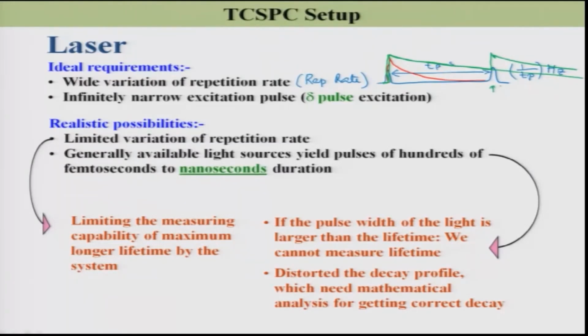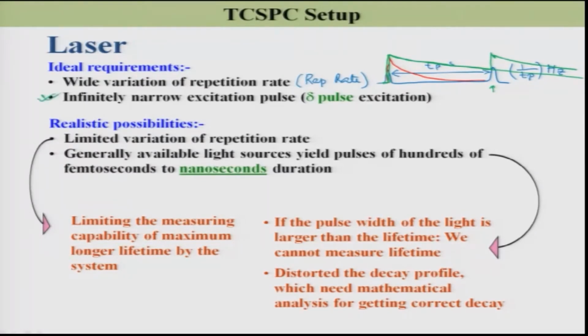Now, in this case what do I need? I need the repetition rate to be much smaller, so that the time delay between two successive pulses is much longer, beyond 5 tau of the fluorescence lifetime.